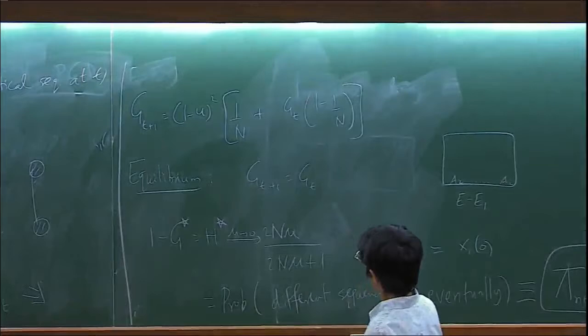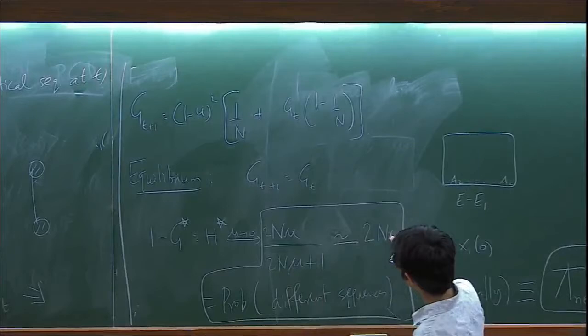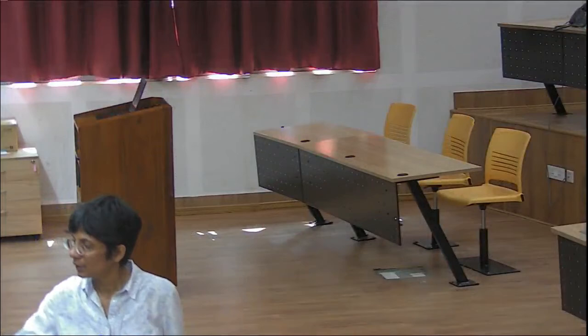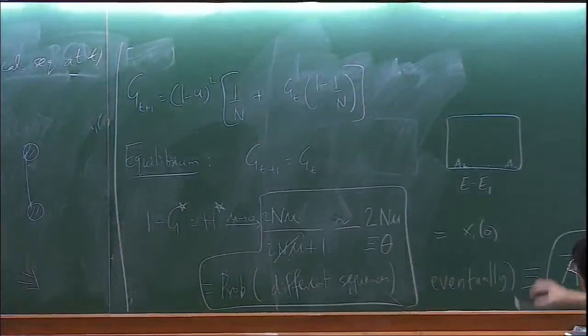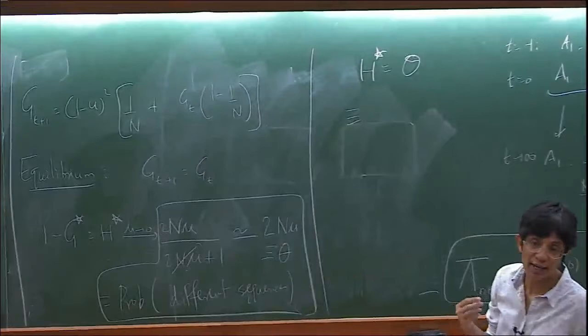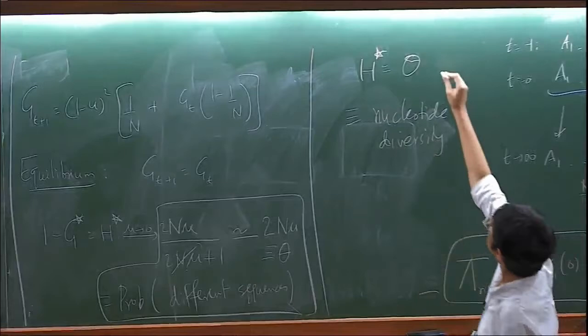This is a famous result, and it becomes more well known if I just neglect this term, saying this object is just 2Nmu, saying this is much smaller, etc. Okay, so H star equals 2Nmu. It has a special symbol for it, divided by theta. Again, you'll see it in books. If you like it, you use the symbol, but you'll see it in books, so that's why I'm introducing it. Okay, so this H star equals theta is a measure of nucleotide diversity in a population. I want to make a few remarks here because it's very useful.